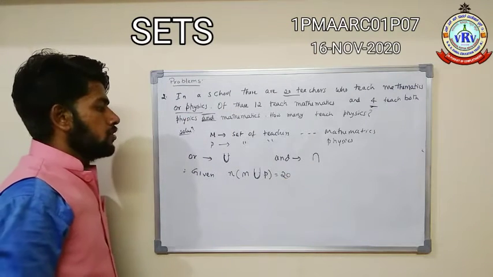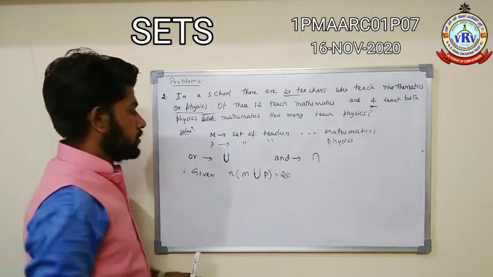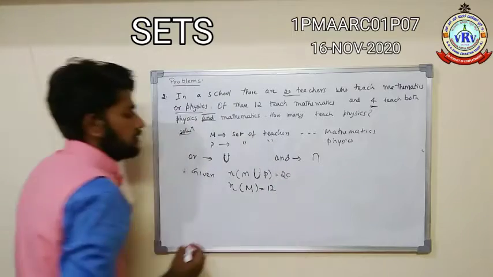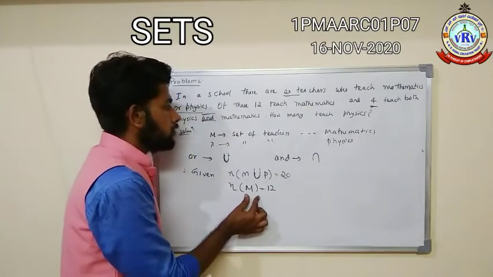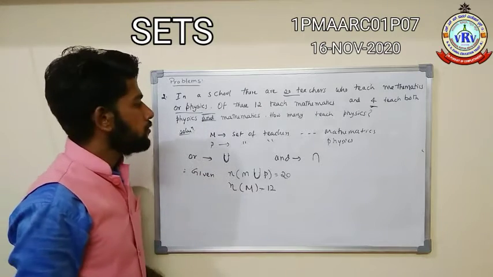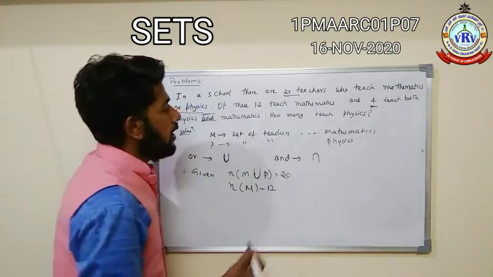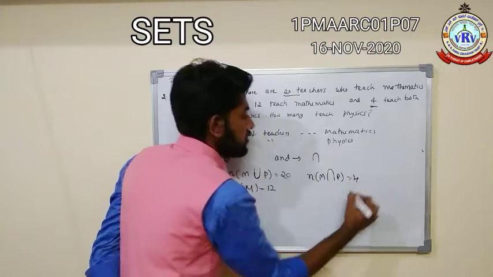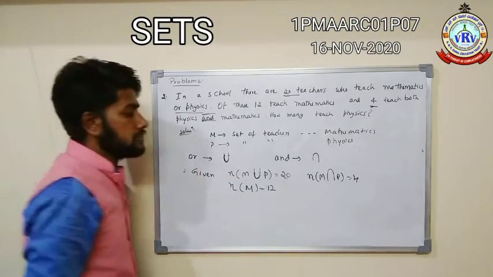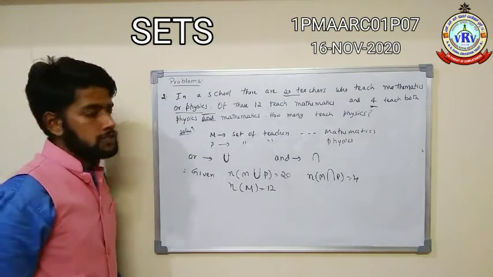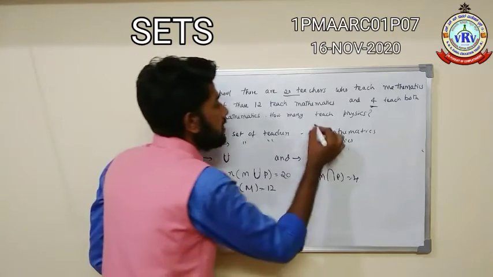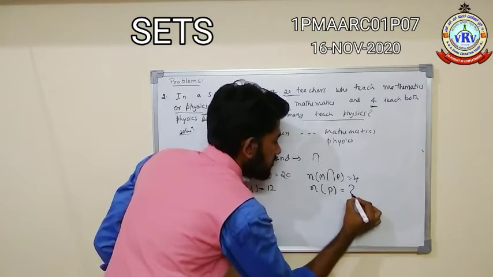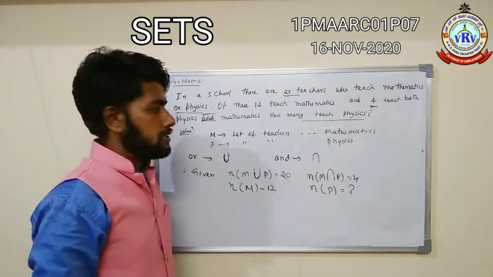The number of teachers who will teach mathematics or physics is equal to 20, and 12 teach mathematics. n of M is equal to 12, it is directly given, that is the number of teachers who teach mathematics is 12. And 4 will teach mathematics and physics. Therefore n of M intersection P is equal to 4. Then what we have to find? How many will teach physics? That means n of P, question mark.